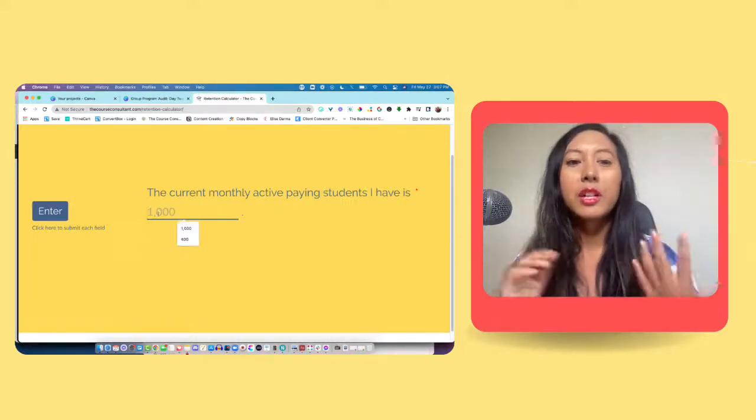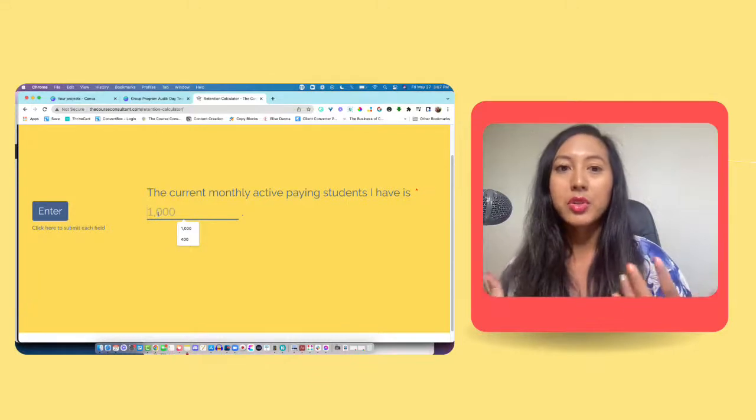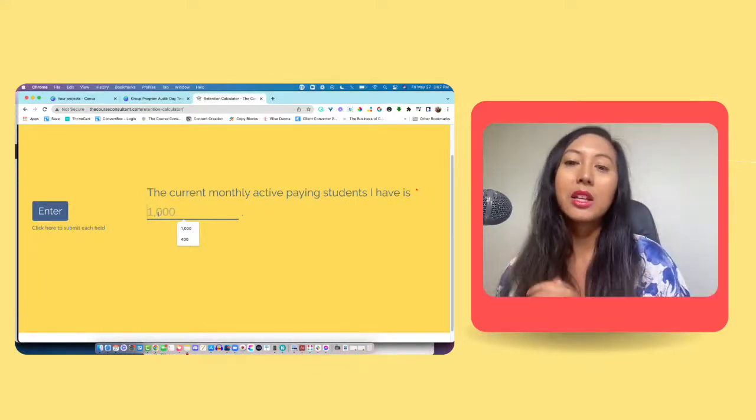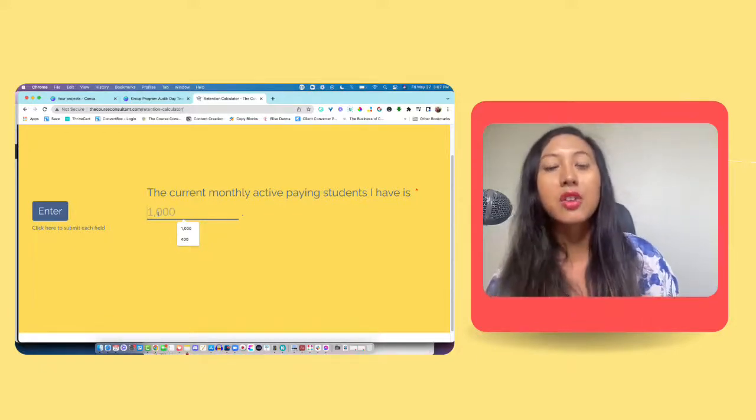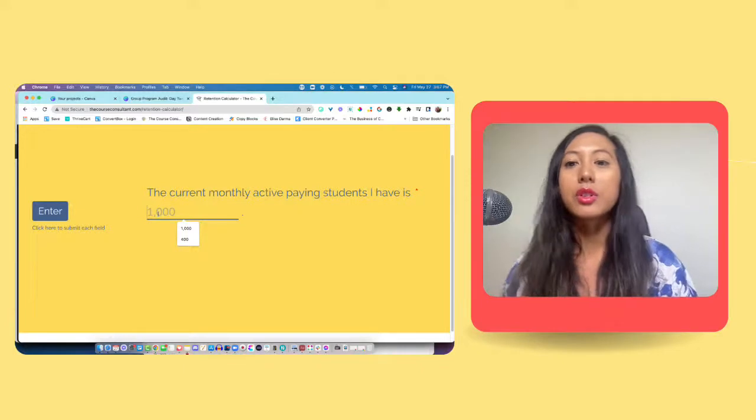And then we're going to play with some real numbers. The current monthly active paying students would be a student or member base. If you have a SaaS business, this would be your customers or free trial users.